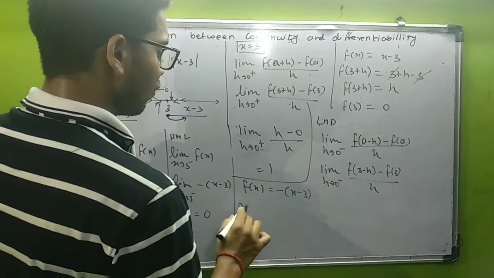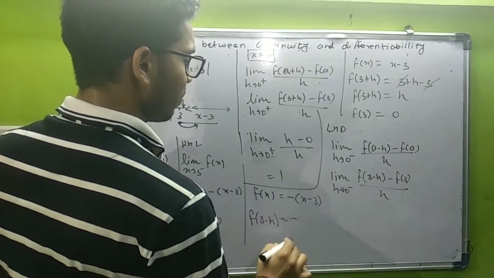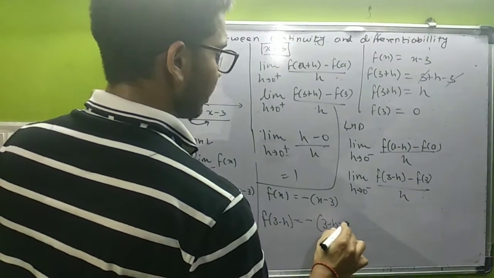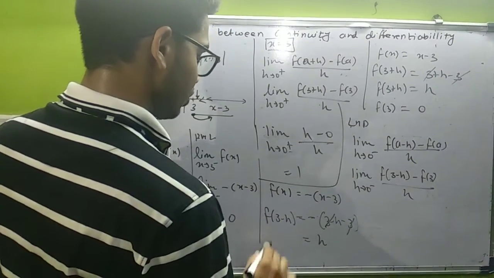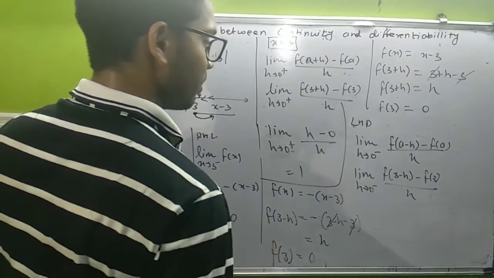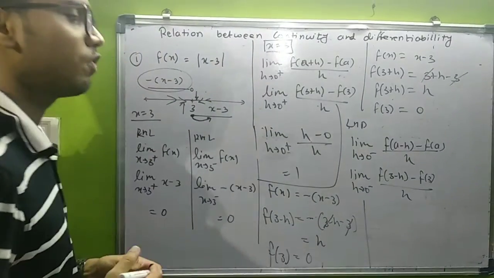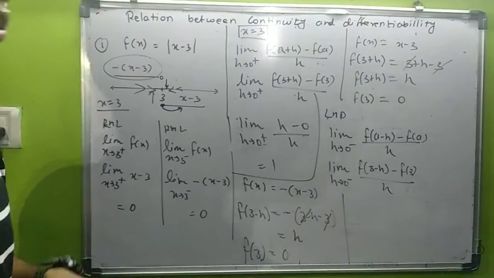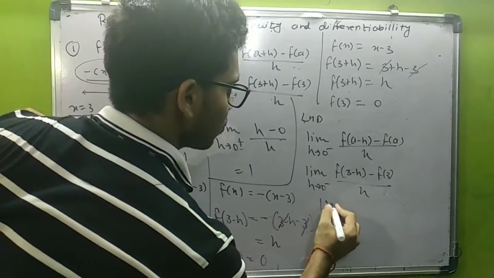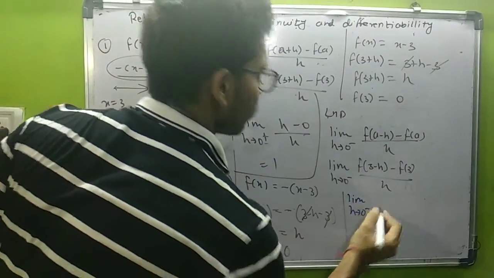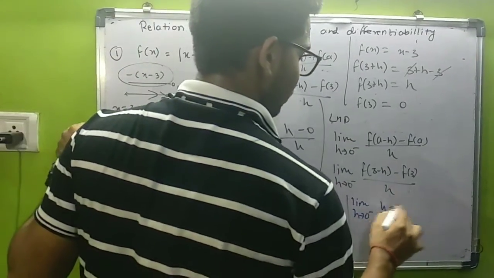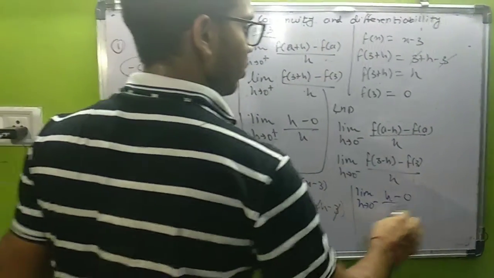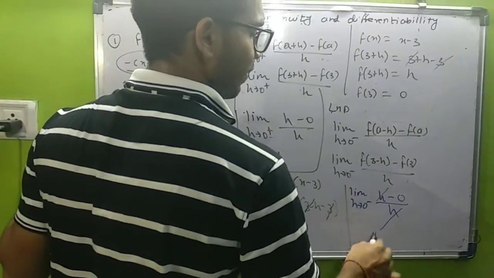We want f of 3 minus h, therefore minus times of 3 minus h minus 3, this will get cancelled out, minus minus plus h, and f of 3 will be 0. Just substitute all this value in this expression and let's see what expression we are getting. So limit h tends to 0 minus, f of 3 minus h value we have, h minus, this is going to be 0, divided by h. So this will give us 1.